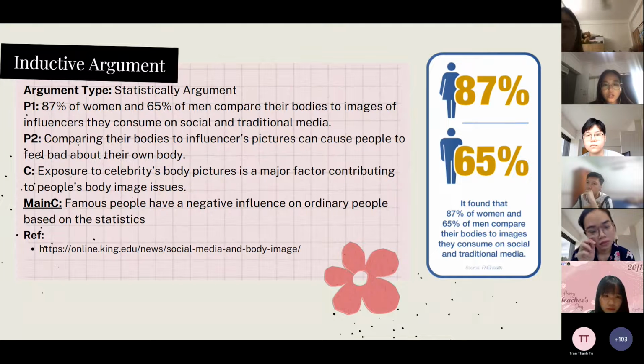It also causes a significant decline in their self-esteem. To be more specific, the unrealistic body image of the celebrities can negatively affect how people see their own appearance or even their mental health. Okay, next slide, please.